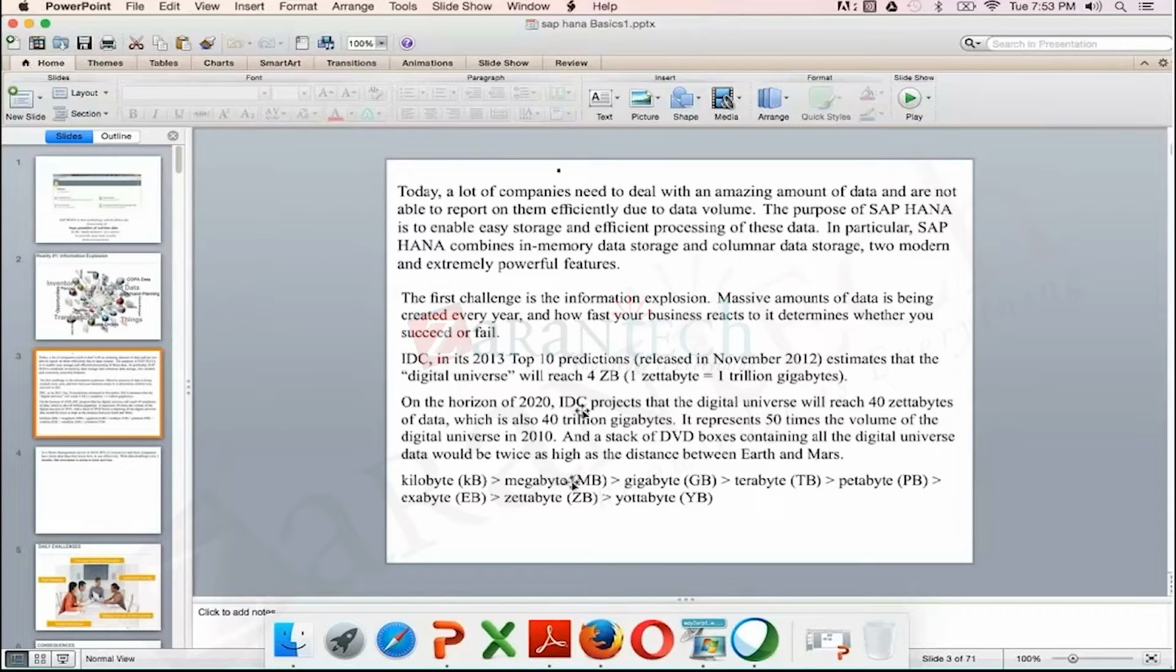We'll start with the kilobyte. 1024 kilobytes is equivalent to a megabyte, 1024 megabytes is equivalent to 1 gigabyte, then terabyte, petabyte, exabyte, zettabyte, and yottabyte. So look at how fast the data is growing. When the data is growing, and at the same time a company is dealing with an information explosion scenario, what type of challenges are they facing?